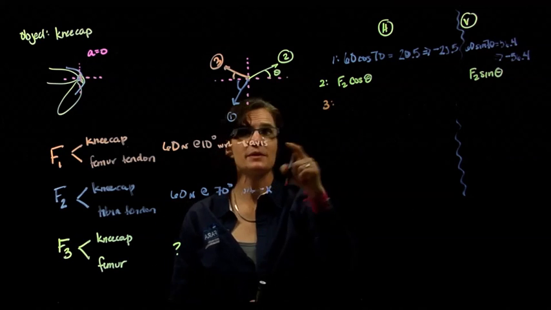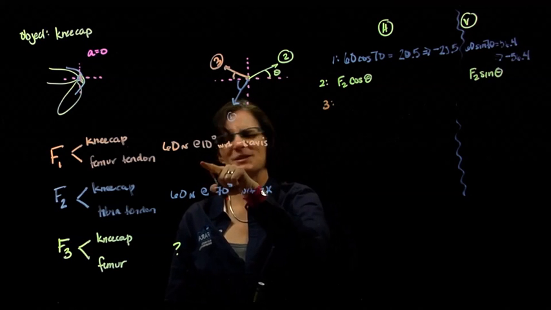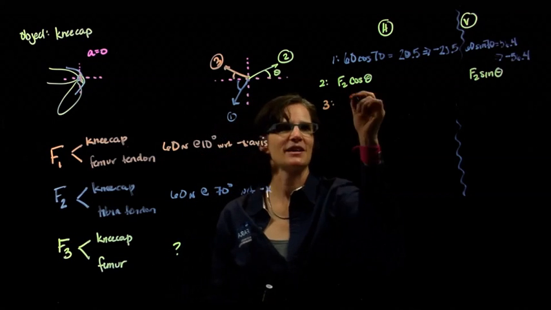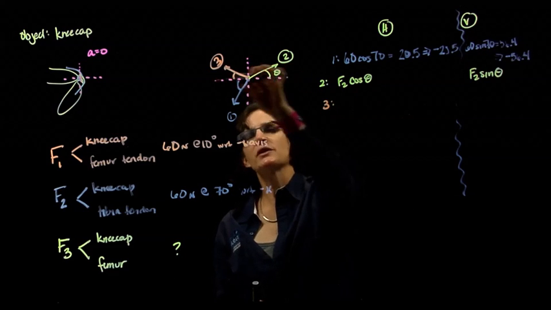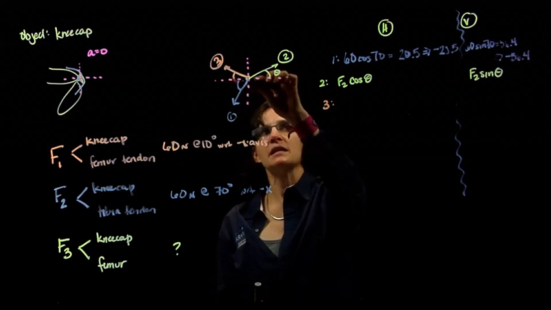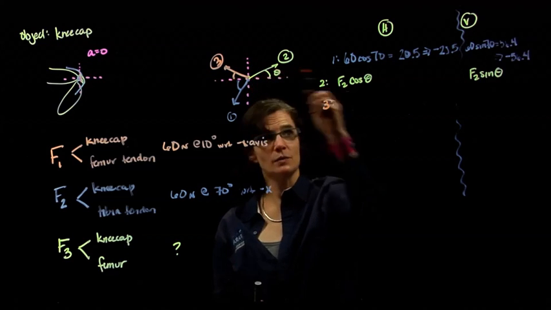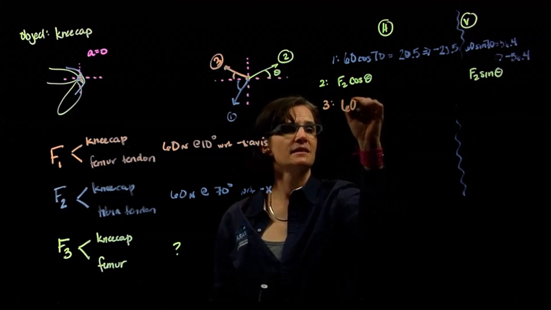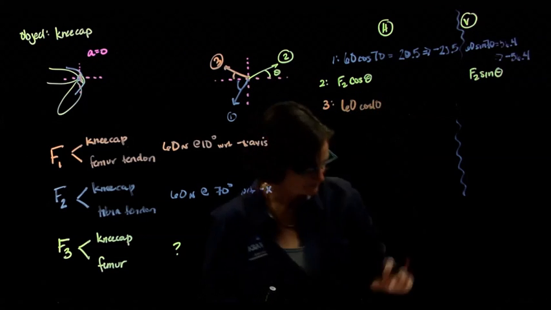Well, force number 3 is 60 newtons at 10 degrees with respect to the negative x-axis. So here's my 10 degrees. The horizontal component is the cosine. So I have 60 times the cosine of 10.